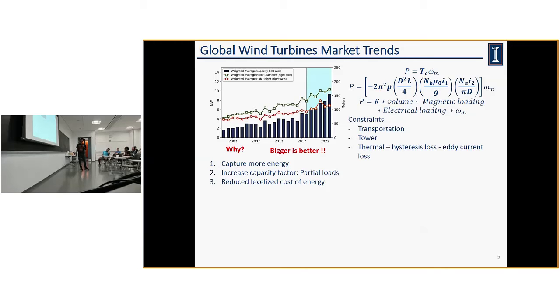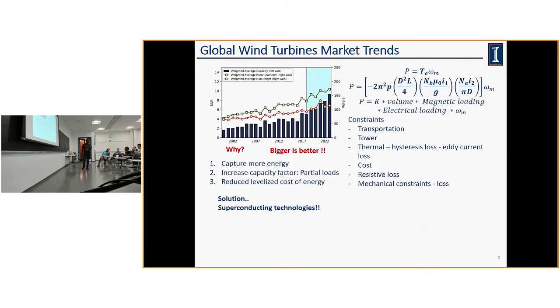If you go for increasing magnetic loading, then the thermal limits will come, as the hysteresis losses and the eddy current losses will increase. And if you go for permanent magnet machines, magnets are very costly, so the cost will increase. If you increase the electrical loading, then we will increase the resistive loss in the conductor, so we have to add more cooling power. And if you increase the speed, then we have to put in gearboxes, and we need to deal with all those mechanical losses. Obviously, those are the constraints limiting us from going for a bigger wind turbine.